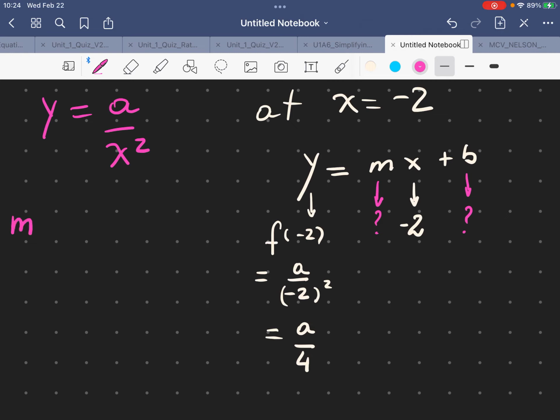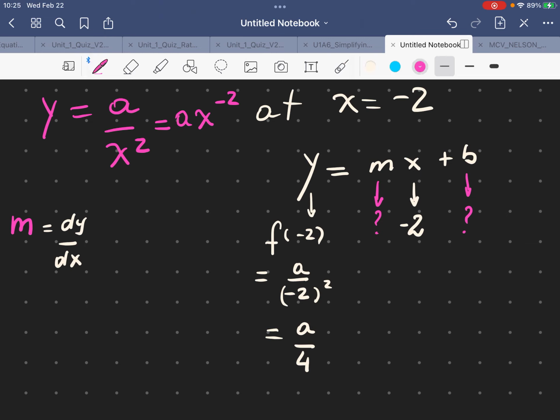We know that the slope would be equal to dy/dx, or the derivative of the function y. As you can see here, the function is given in rational form, and we've only learned how to differentiate powers. So before we start differentiating, we'll change the format of the equation. We'll write it in power form: bring x² to the numerator and change the sign to negative, so ax to the power of -2.